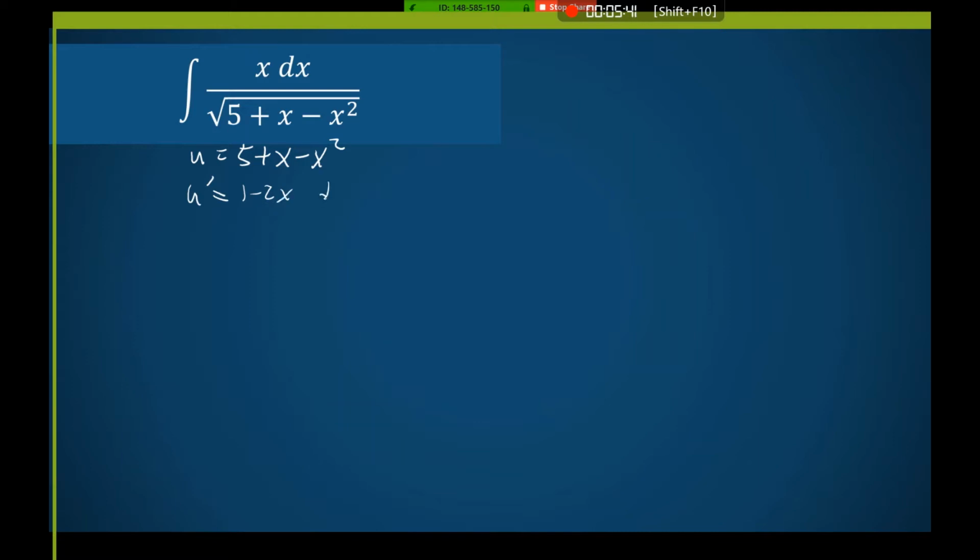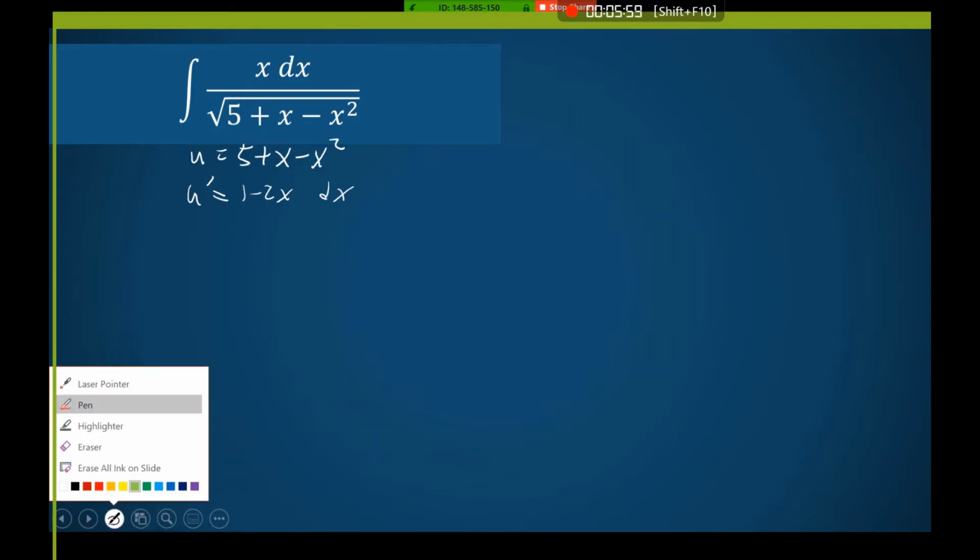Perfect. 1 minus 2x times dx. So what that means is I do have the right power here, negative 2x, but I don't have the constant that I would need for the top. So what I'm going to have to do is rewrite this function so that we do have what we need. I need this top to be 1 minus 2x in order to integrate.